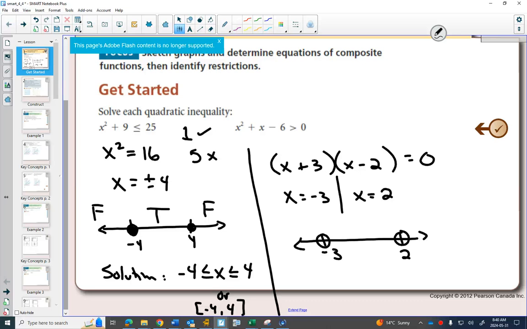Next, we test some points. Let's find a point that works. Like, what's a number between -3 and 2 that would be easy to do mental math? 1 or 0. 0 would probably be the easiest, right? So if I plug in 0, is -6 bigger than 0? No. So this section will be false.